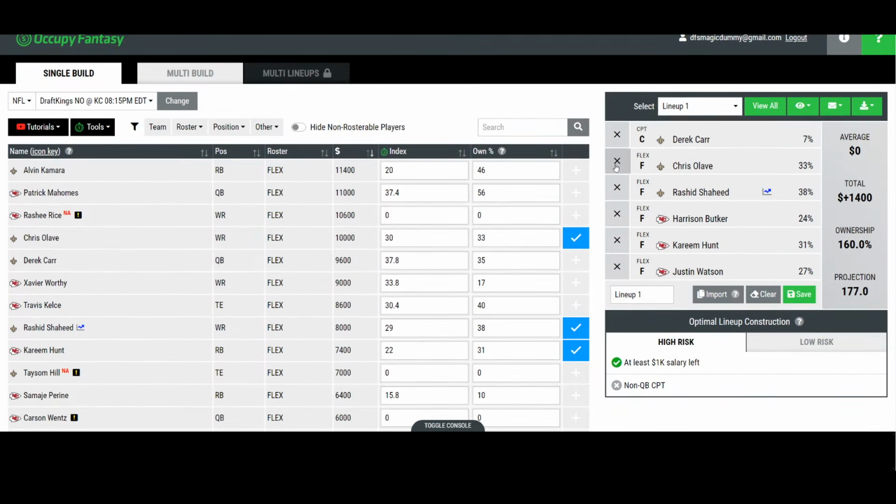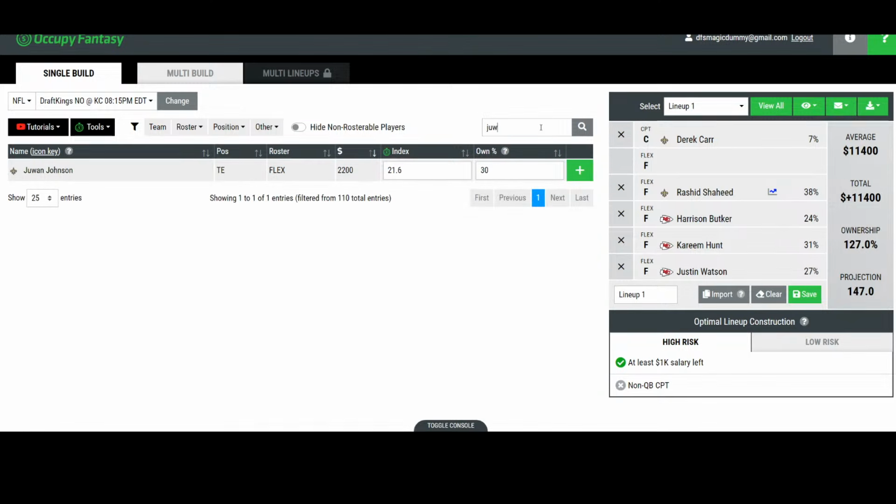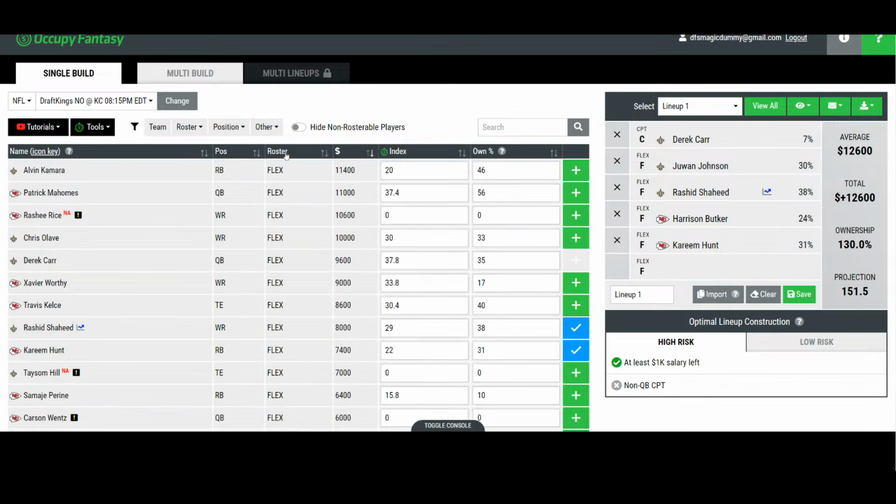We still need 2 pass catchers. Maybe we like Shaheed as our underperforming wide receiver, but we want to get the really popular, underpriced Juwan Johnson in our lineup. Let's see how this looks. So now we have 9,200 left. Let's remove Justin Watson. 12,600 left. That means we can fit anyone. We could fit Kamara. We could fit Patrick Mahomes.